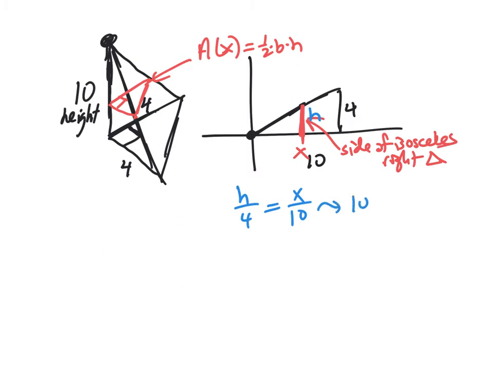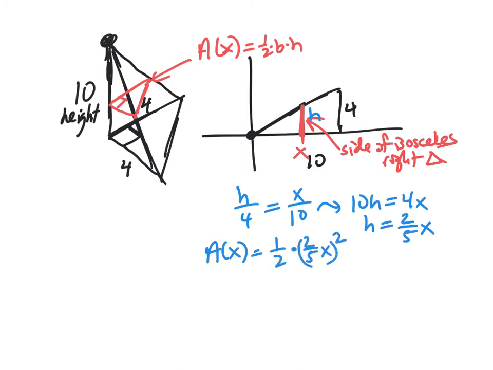And so we've got 10h is 4x, and we want to solve for h, right? And so this is going to be 4/10 or 2/5 x. And therefore our area function at x, the area of this cross-section, is going to be 1/2 times 2/5 x squared, because the base and the height are the same. And so that's 4/25 and thus 2/25 x squared.